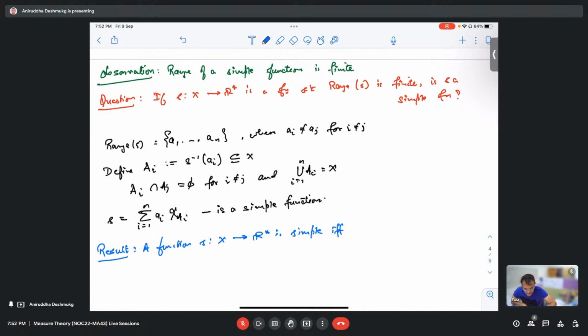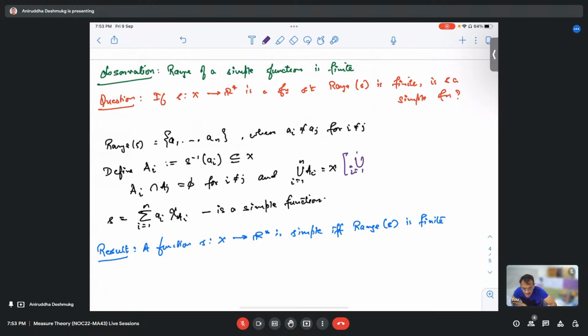Am I right? I couldn't understand the question. In the proof above, you have written that the union of Ai should be equal to X. So we have taken the Ai, then their union must be equal to X. Why is this true? Yes, yes. Why is this true?